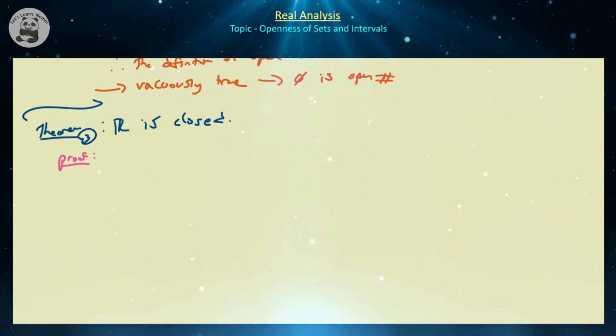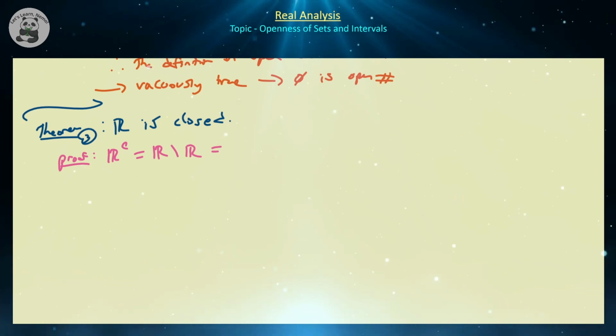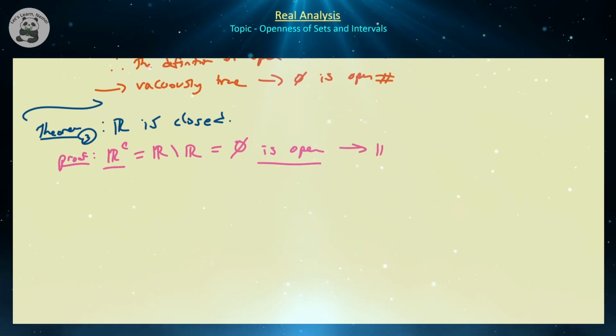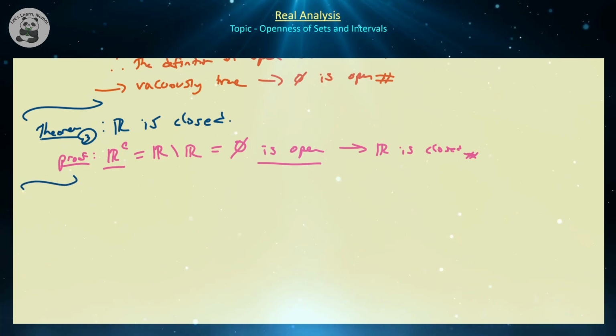So how do we prove that the set is closed? Well, that means its relative complement, which is going to be R take away R. So if we take R and you take away everything in R, practically we're left with the empty set. We know that the relative complement with respect to R is open, right? So since R complement is open, that means R is closed. Okay? And that gives us that R is both open and closed.